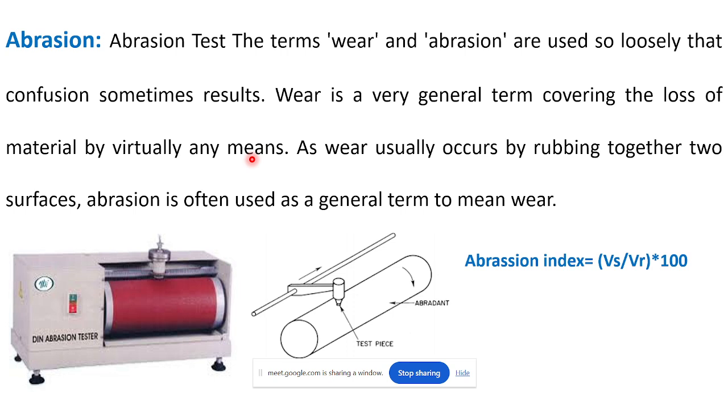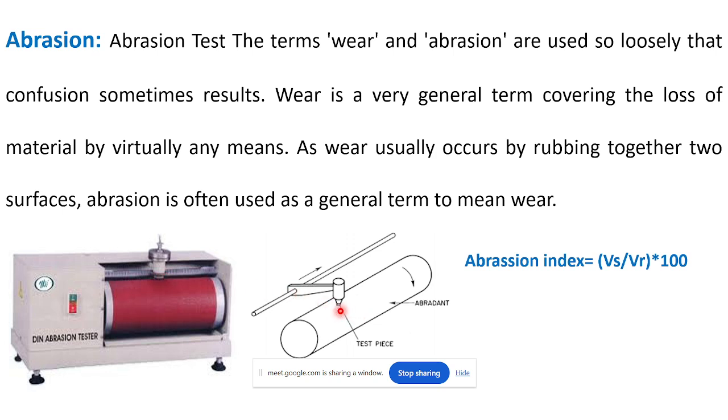The next is abrasion. So abrasion is basically the loss of material, but the terms wear and abrasion are sometimes confused. Wear is a more general term, covering loss of material by any means. But in case of abrasion, there is friction between two different surfaces. It is not the same surface. So here this is the DIN abrasion tester. This is the cloth. It also has its own standard: what is the length, what will be the width, and the dimension. The rubbery material is put here.